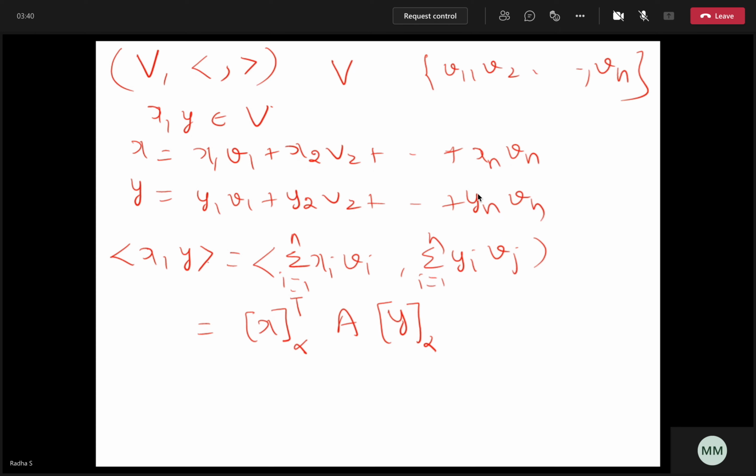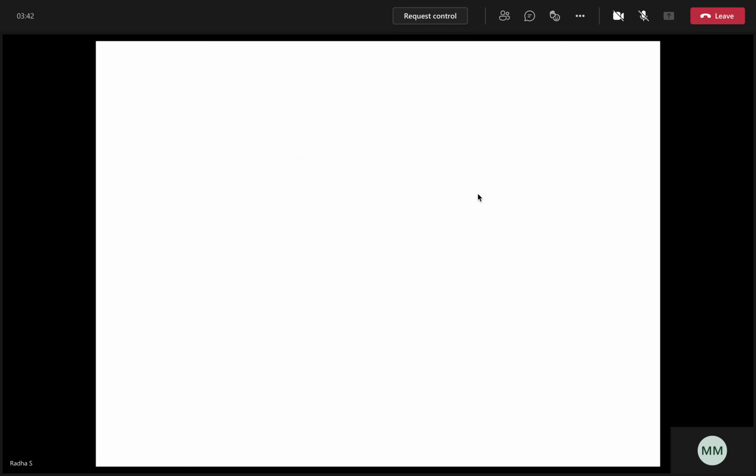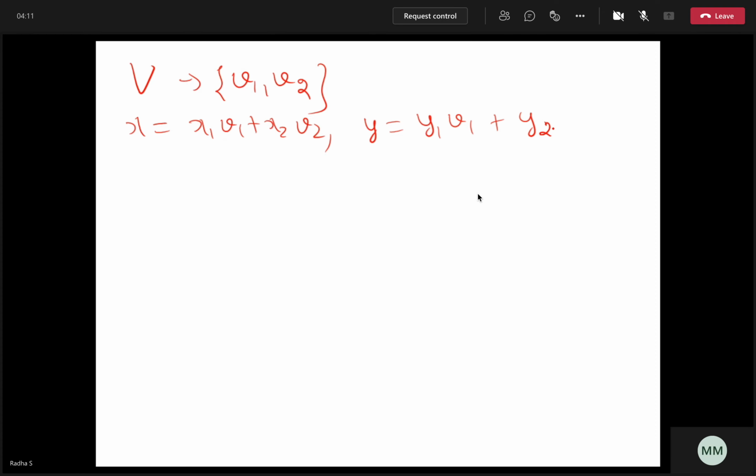Okay, I'll show you how this has come. We'll take a very small example. If you take an n-dimensional vector space, it is not that easy to understand. But I'll take a two-dimensional vector space. Let me take V1, V2 as a basis, a two-dimensional vector space, right? So now I'm writing x as x1 V1 plus x2 V2. For you to understand easily, I'm writing like this. y is y1 V1 plus y2 V2.